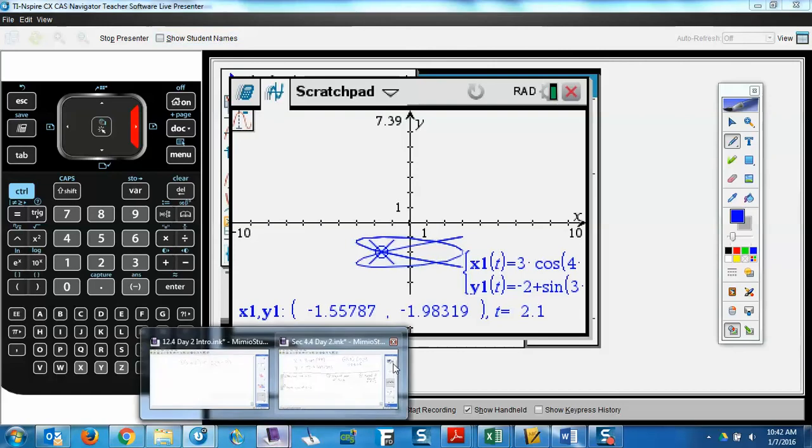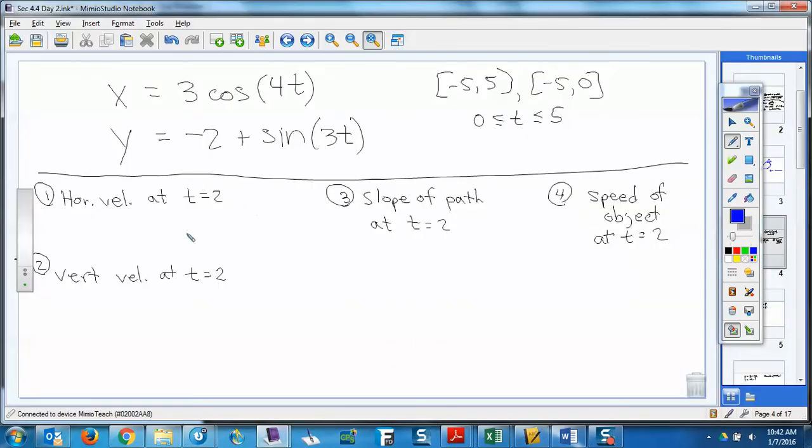All right, so now let's just go back and let's do some calculating. So horizontal velocity at t equals 2. What do we need to do? Plug it into x prime. So what would x prime be? Because we're going to kick out a 4, sine 4t. And we plug in 2. So go do that real quick. Do that on your calculator. You have to do x prime, and then you plug in a 2.